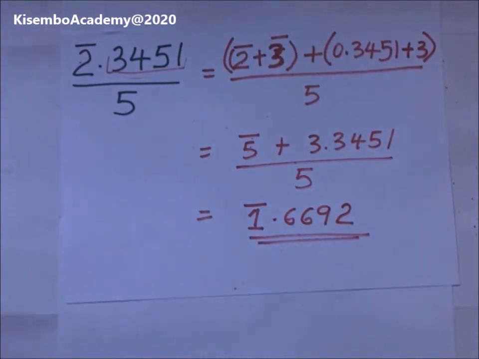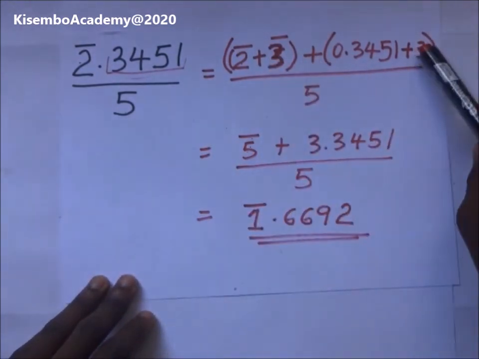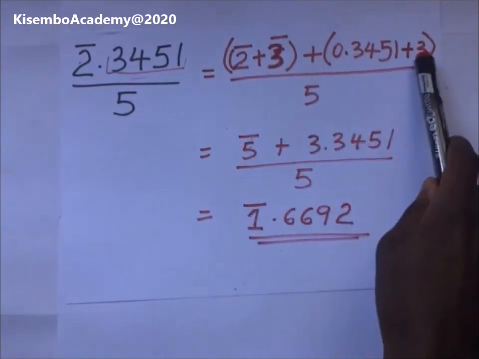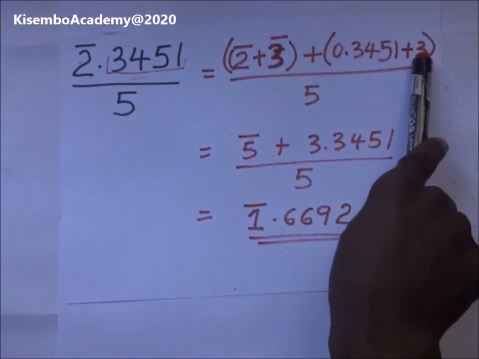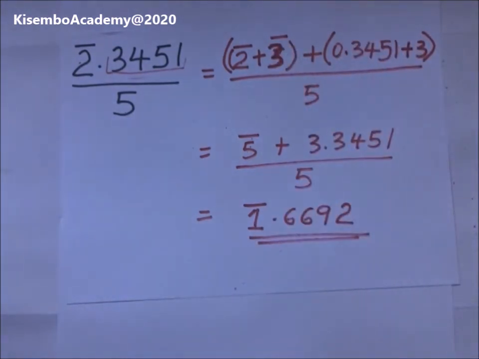The most important thing here that we need to take note of is that we added 3 to the characteristic, and then on the mantissa we also added 3. Why? So that we are able to get these numbers divisible by 5.